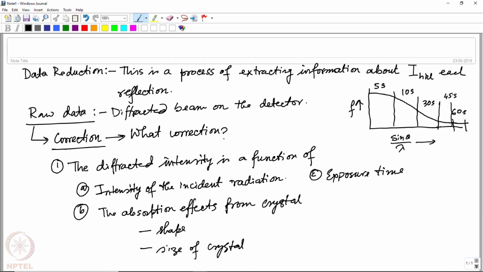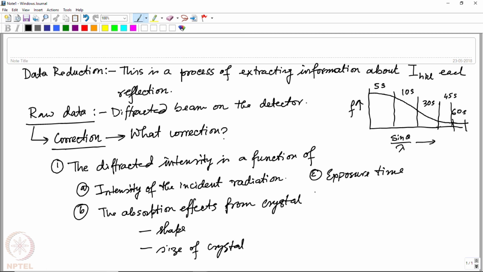As a result, the diffracted beam intensity is also changing, but diffracted beam intensity is related to the scattering factor f. So the same atom that is scattering very significantly at low angle will scatter less at high angle, but while recording the high angle reflections, we are increasing the exposure time to about 5 to 6 times, maybe sometimes even 10 times. So the intensity becomes larger, and we need a correction for such change in exposure time as well.